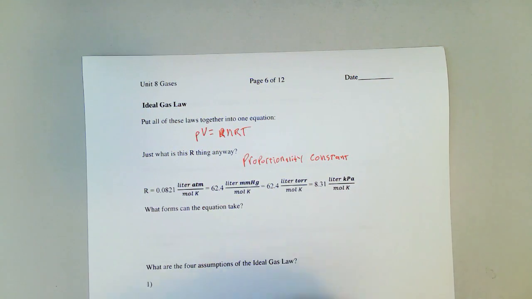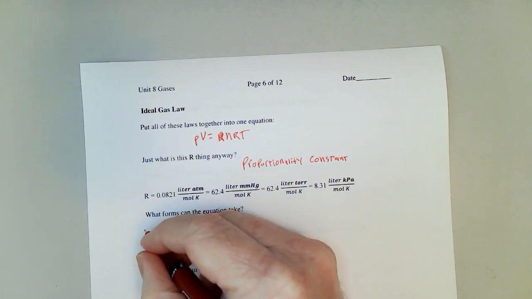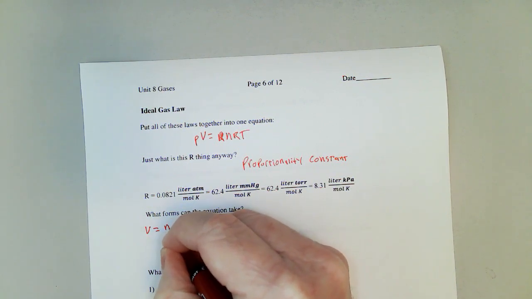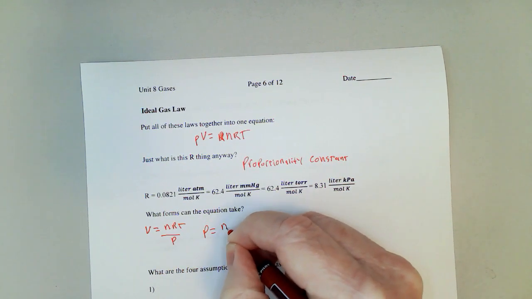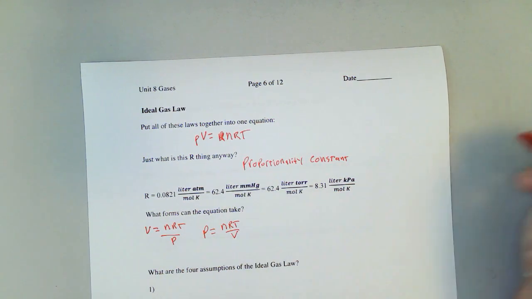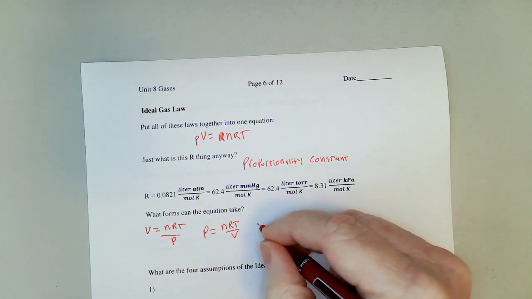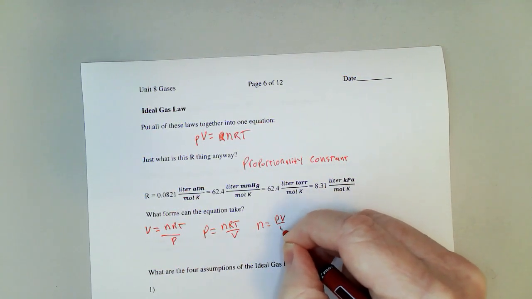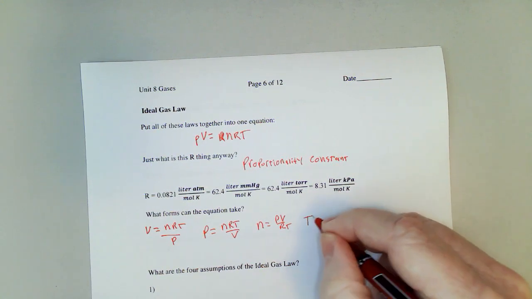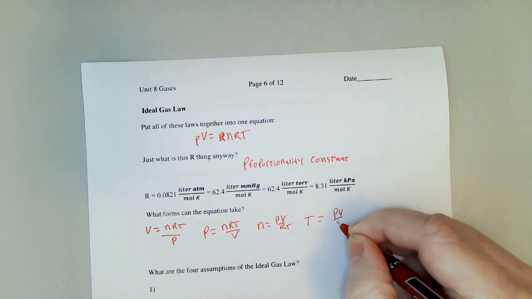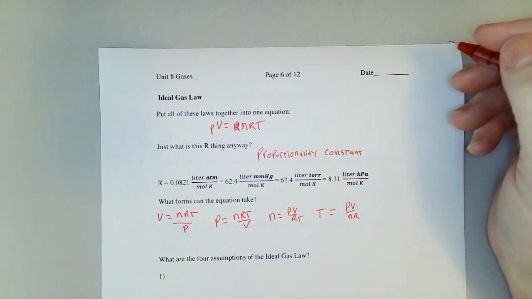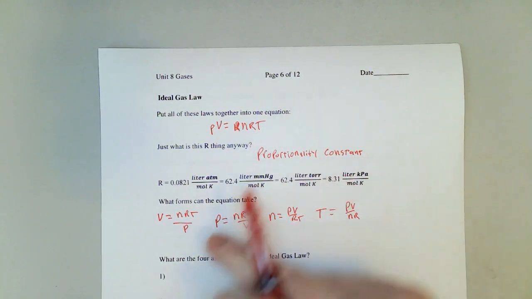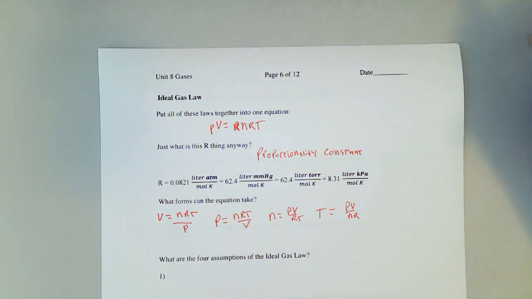Now, what forms can the equation take? Well, if we rearrange it, volume can equal nRT over P. Pressure can equal nRT over V. Moles can equal PV over RT. And temperature can equal PV over nR. Now, please do not go memorizing those. Just know PV equals nRT, and then use your algebra skills to arrive at these other equations.